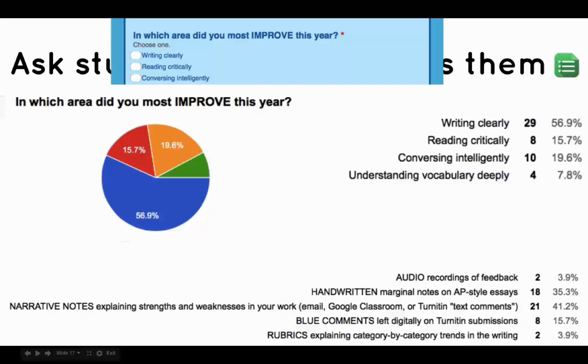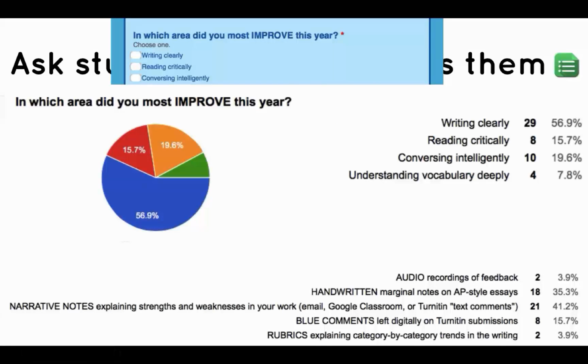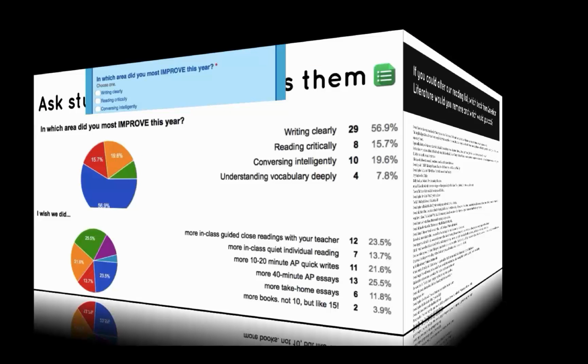What type of writing feedback was most helpful? And now I know that they really like those narrative notes from teacher to student. Where was their improvement? Was it in writing or reading or vocabulary usage? And then the old "what do I wish for" question. This helps me think of kind of moonshot, pie-in-the-sky ideas for engagement.